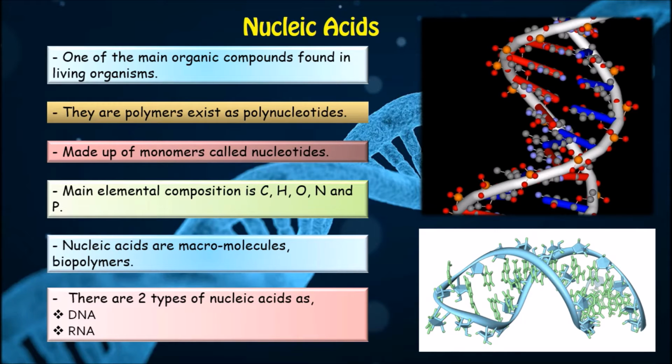Main elemental composition is carbon, hydrogen, oxygen, nitrogen and phosphorus. Nucleic acids are macromolecules and biopolymers. There are two types of nucleic acids, DNA and RNA.